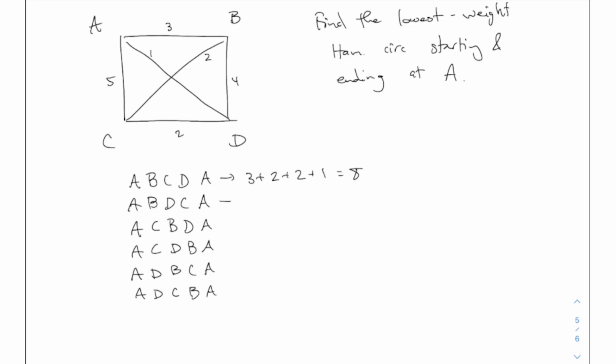A, B, D, C, A. This would be A to B is 3. B to D is 4. D to C is 2. And C to A is 5. And I add that up and I got 14 for that one. Anybody agree or disagree? Yes.